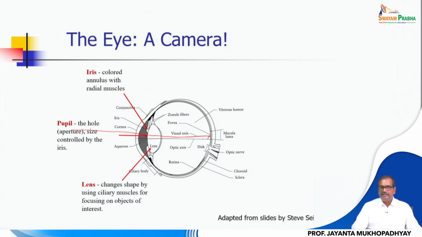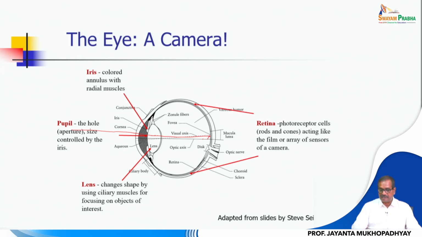In the retina there are different kinds of cells. There are photoreceptor cells, and particularly two categories of cells in the retina. One category is called rods, because the shape is cylindrical. The other category of cells is called cones, whose shape is conical.